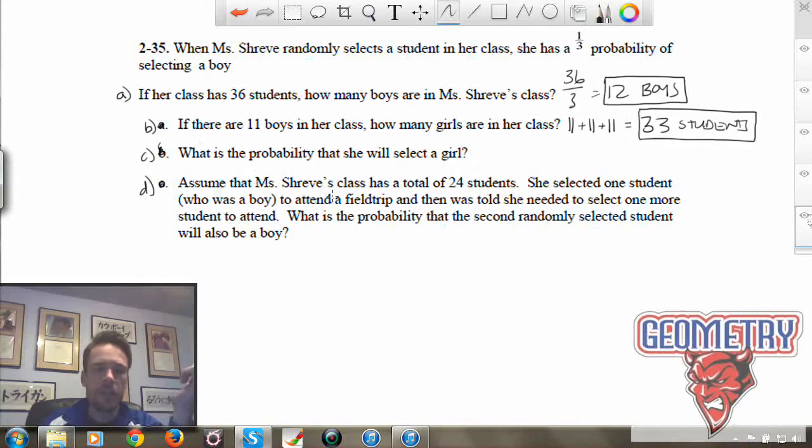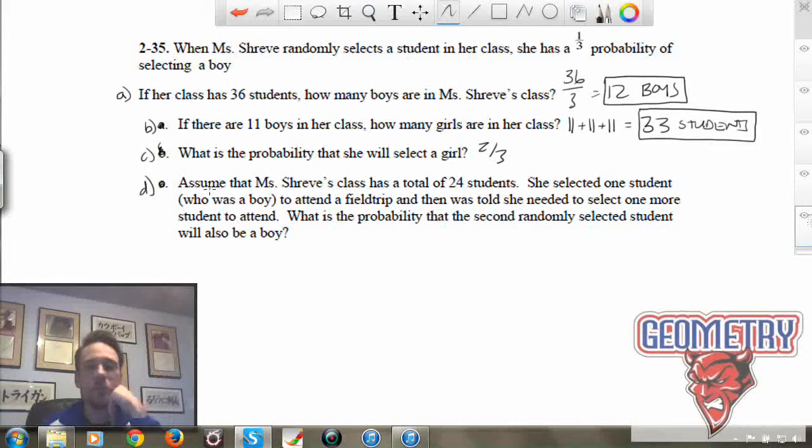Part C, what is the probability that she will select a girl? Well, if 1/3 of the class is boys, then the other 2/3 of the class has to be girls. Assuming that there are only boys and girls in your class, and there's no monkeys or spiders or something hanging around. So we have to assume that there's only boys and girls. So 1/3 is boys, 2/3 are girls.